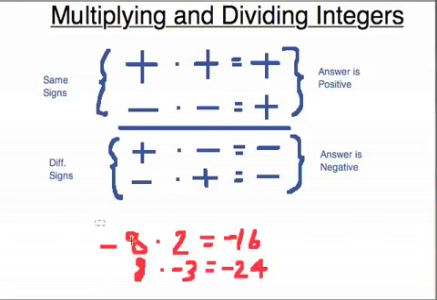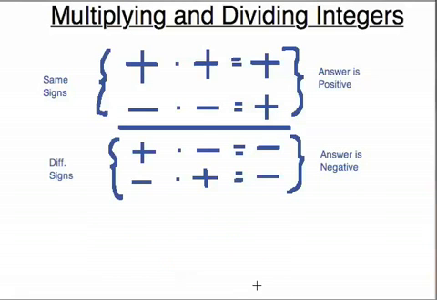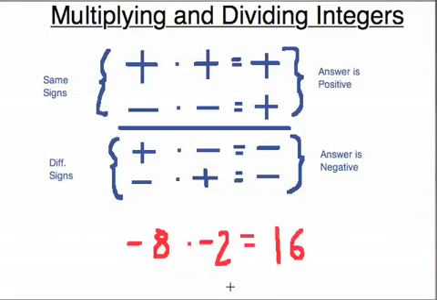Okay, let's try some different ones. Let's try multiplying two negatives. For instance, negative 8 times negative 2. Negative 8 times negative 2. Negative times a negative is a positive because if the signs are the same, the answer is positive. So the answer is simply positive 16. We don't really need to write the plus sign unless you want to. If the sign is not there, it's automatically positive.